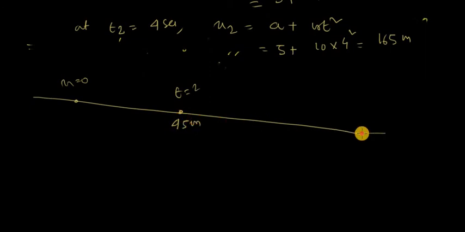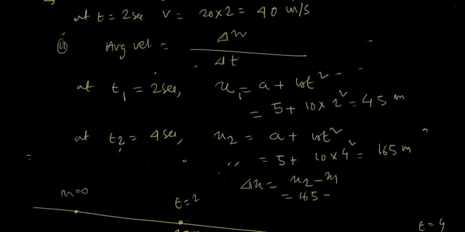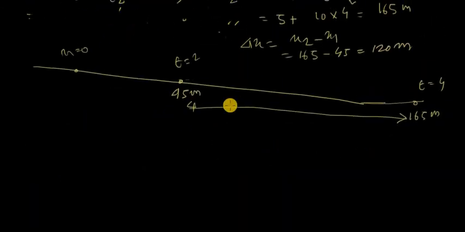At t equal to 4 seconds, position is 165 meters. So between t equal to 2 and 4, the particle moves this distance. Therefore delta x is x2 minus x1. What is x2? 165. What is x1? x1 is 45. So 165 minus 45 is 120 meters, and it moves 120 meters in time delta t, which is 4 minus 2, that is 2 seconds.